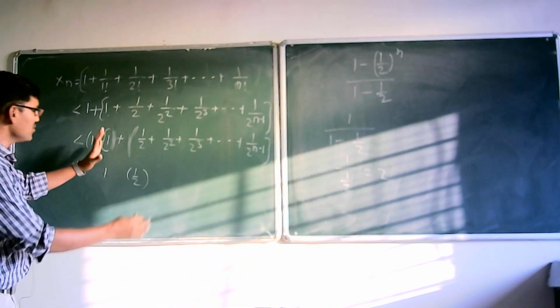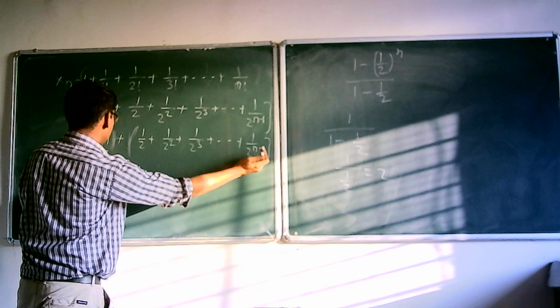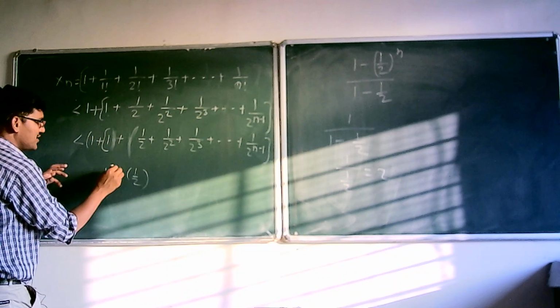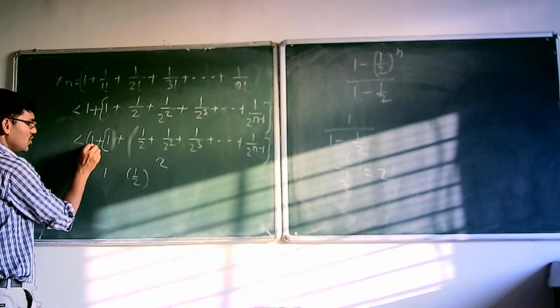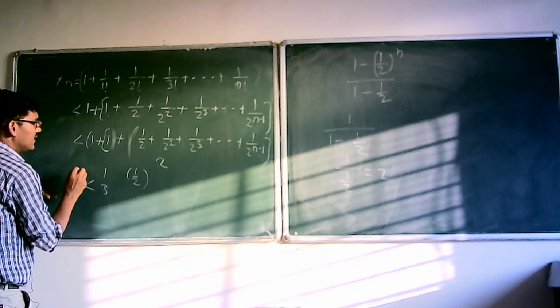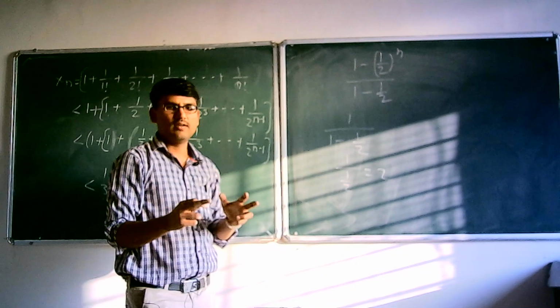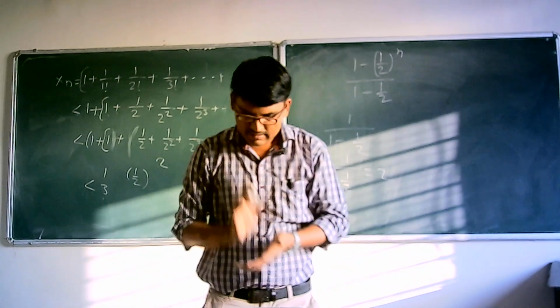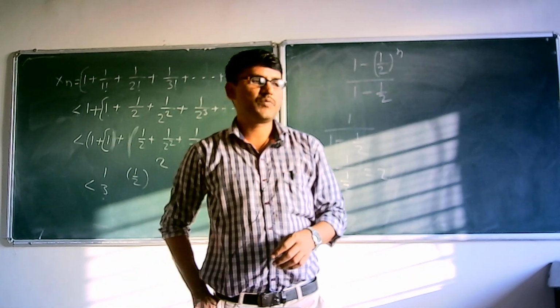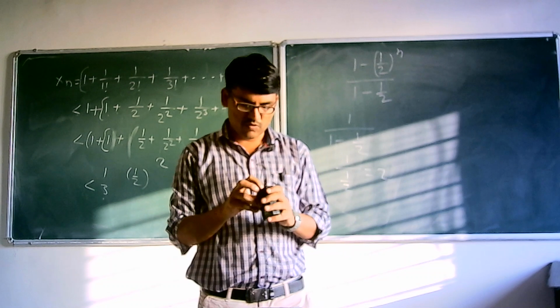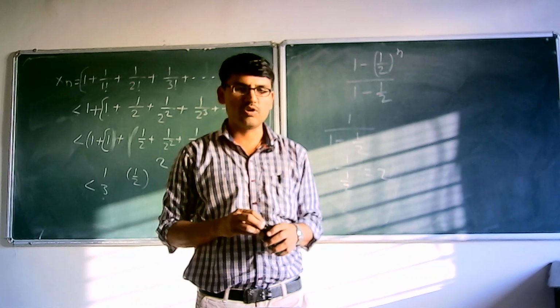So what is the sum of this series? The sum of this series is 2. So 1 plus 2 is 3. So this sequence has upper bound 3 and lower bound 1. I hope you understand this sequence is bounded, having upper bound 3 and lower bound 1.